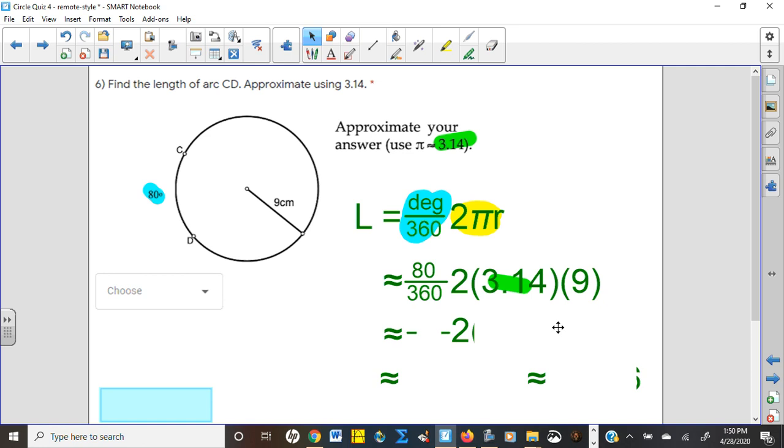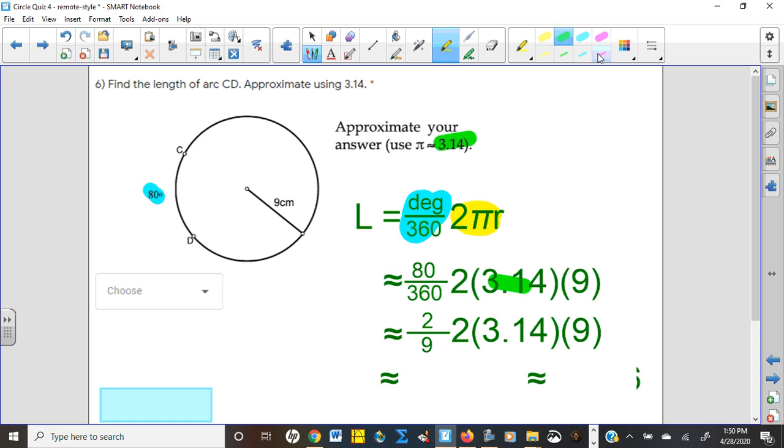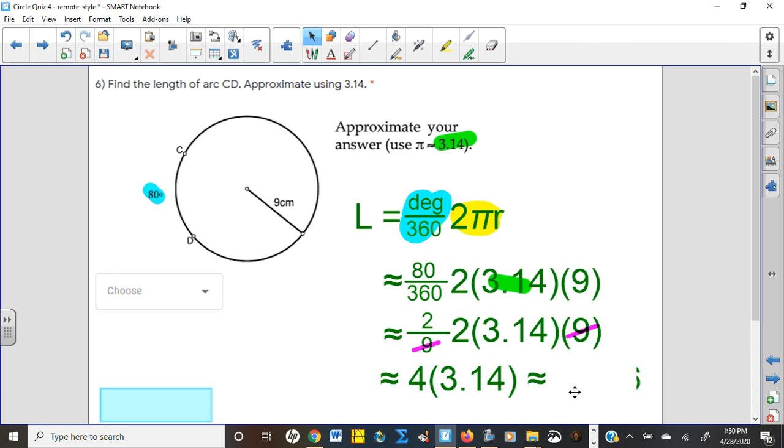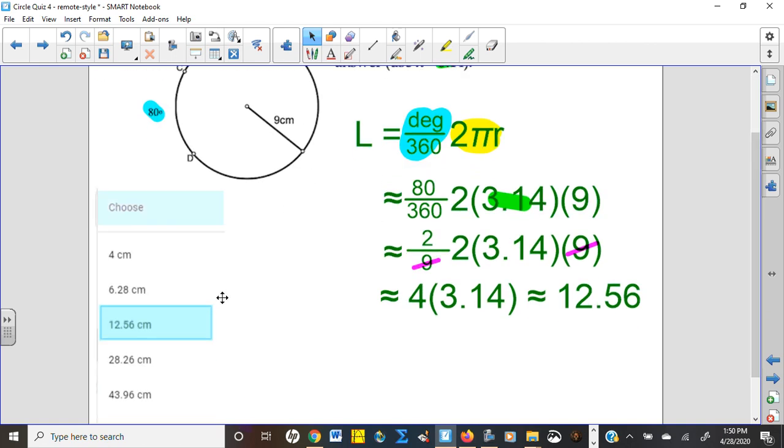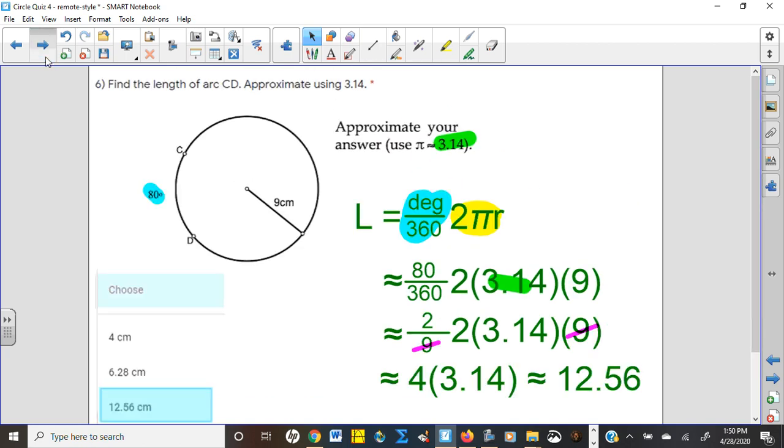If you simplify things, sometimes things work out kind of nicely. For example, we know these zeros cancel, but 8 over 36 cancels all the way down to 2 over 9. And then you could just get rid of these 9s. And so we just get 2 times 2 times pi, 4 times pi. So that's 12.56, I believe, right? And is that one of the choices, hopefully, when we drop down the menu? Yes, it is, 12.56. So that was number 6.